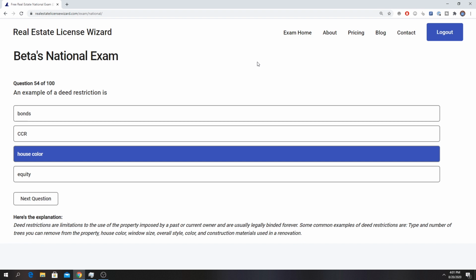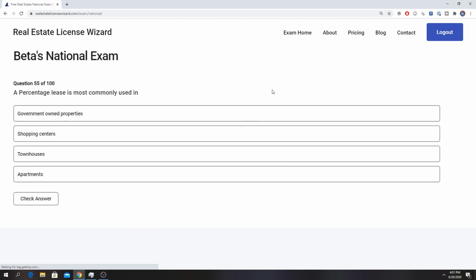Often deed restrictions are put in place if it's a historical building, maybe the original owner or the new owner put some sort of deed restriction on it. That way the house would maintain its old pristine look, or maybe they want to keep it as historic as it could be. So that would be an example of where a deed restriction would be used.